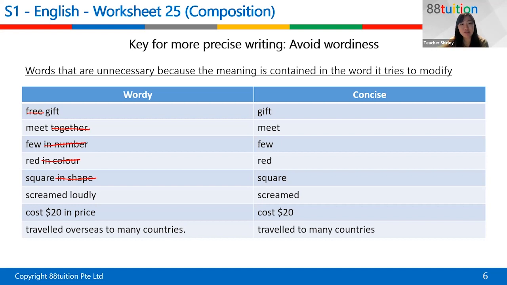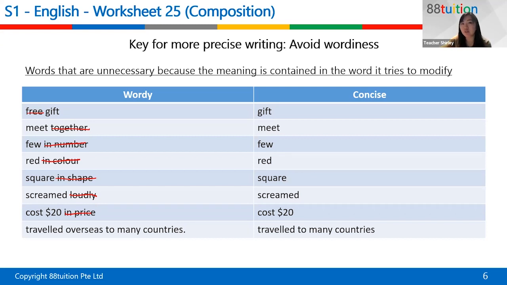Okay. Screamed loudly. The adverb loudly is quite redundant here because isn't scream basically suggesting that you are raising your voice at the top of your lungs? Okay, so it must be loud. So sometimes it's not really necessary to put the adverb over here. Okay, cost $20 in price. $20 is already a price of something. So you can just simply say cost $20. There's no need to say in price.